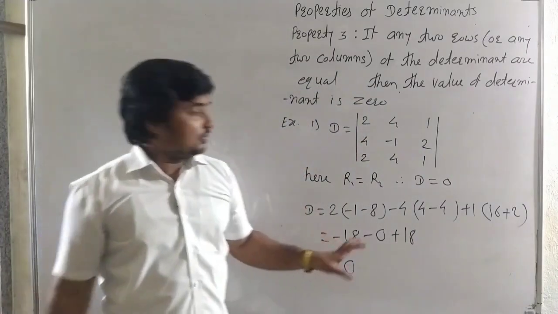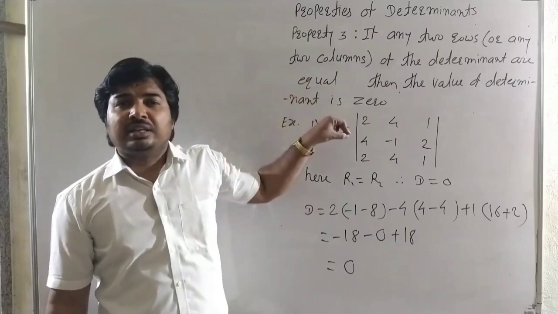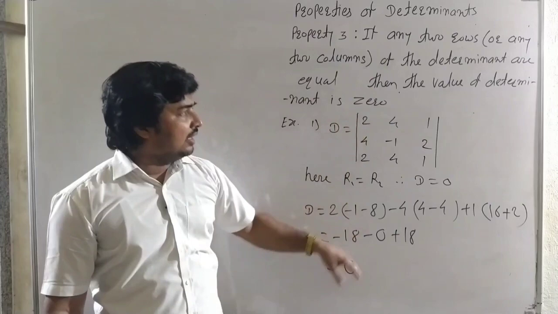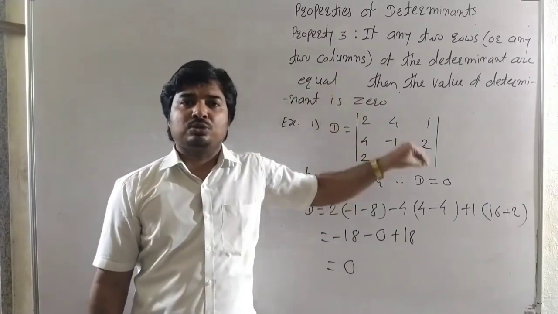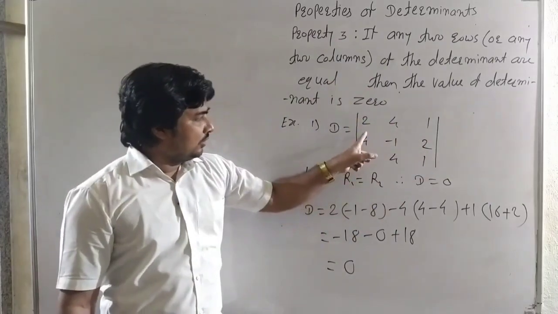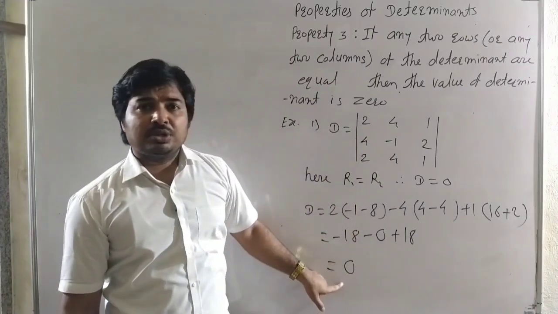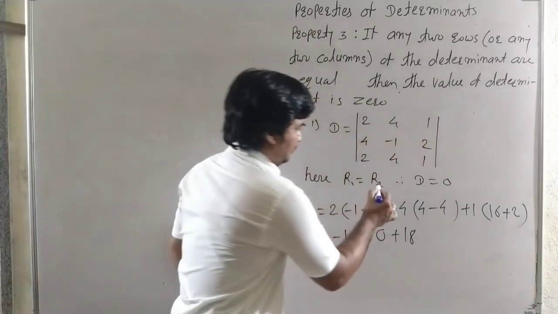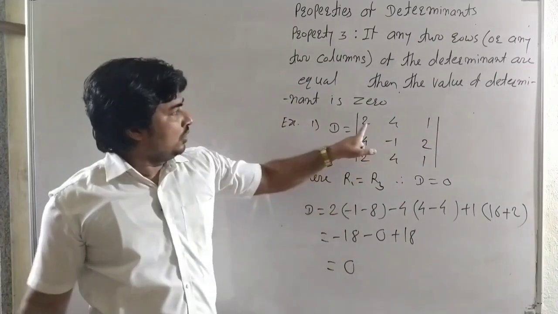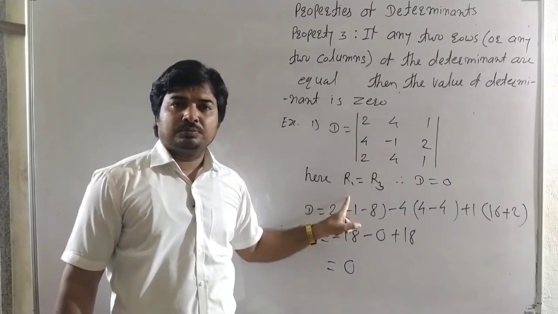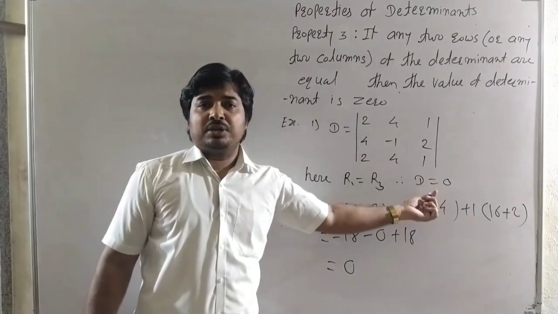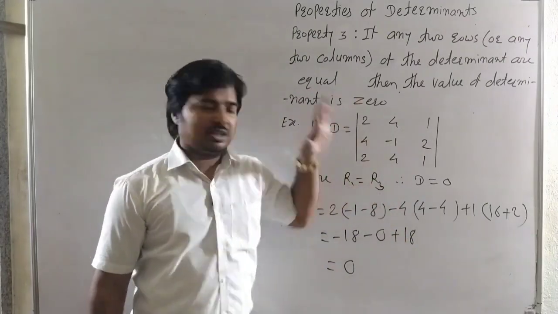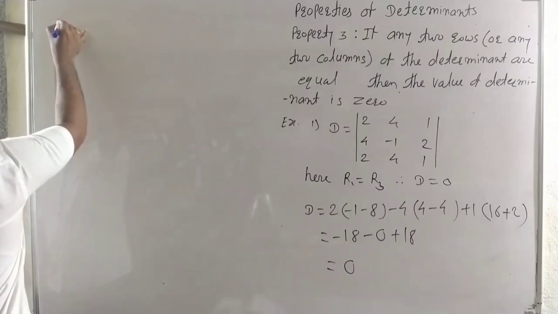Here in our example, in the determinant, if any two rows or any two columns are equal, then we can directly write the value of this determinant is equal to 0 without calculation. We could calculate it, but here row 1 and row 3 are equal, then the value of this determinant is 0. Any two rows or any two columns are equal, then the value of the determinant is 0. Now we see another example.